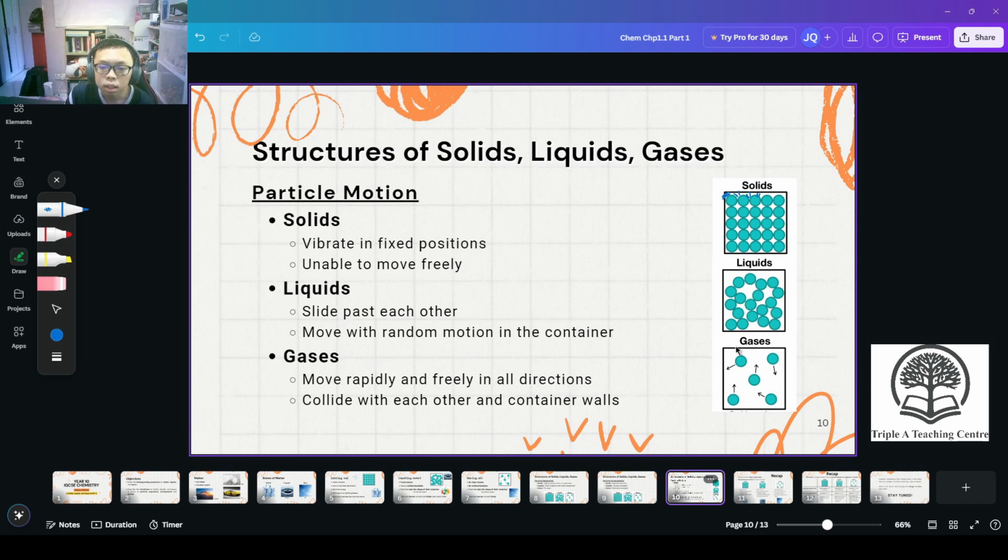For gases, they will not touch at all. They will just collide. Alright. So they can move rapidly and freely in all directions, up, right, left, down, whatever they like. They can also collide with each other, like two particles colliding together, and also with the container walls. It depends on where they are going, where they are moving. Alright. So this is in terms of particle motion.